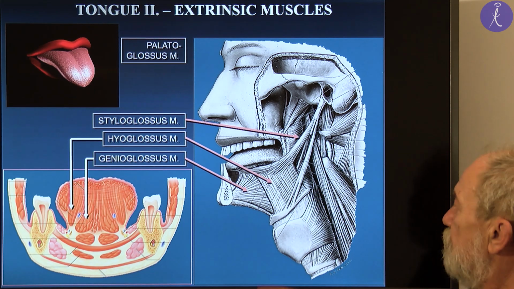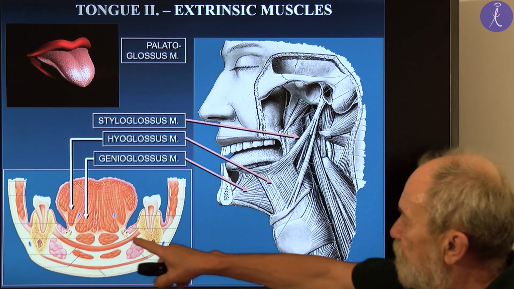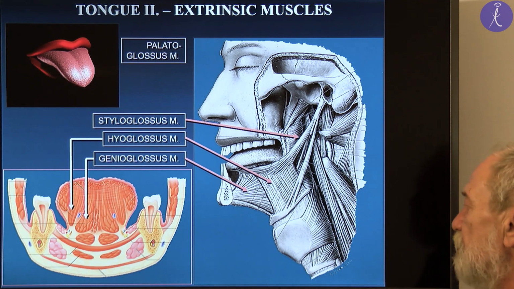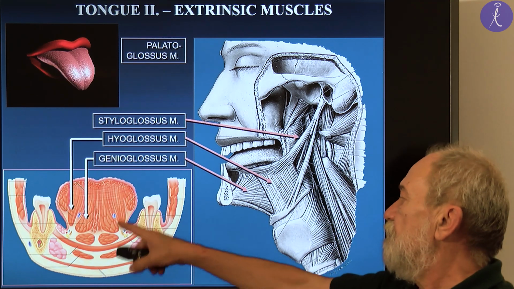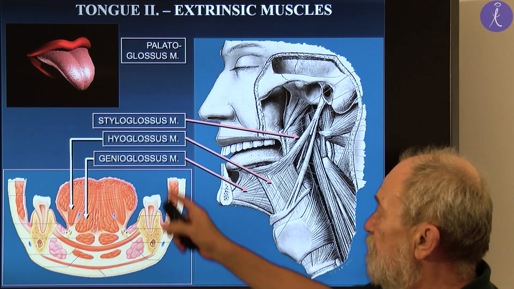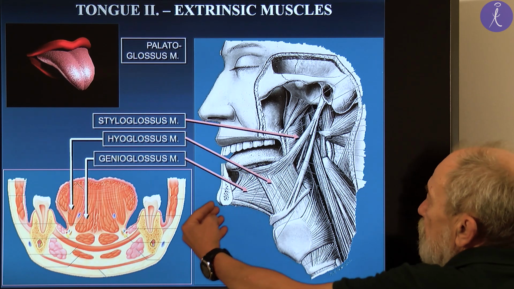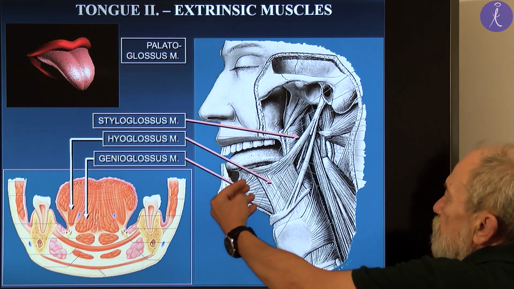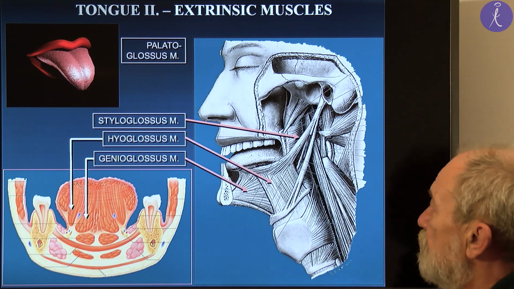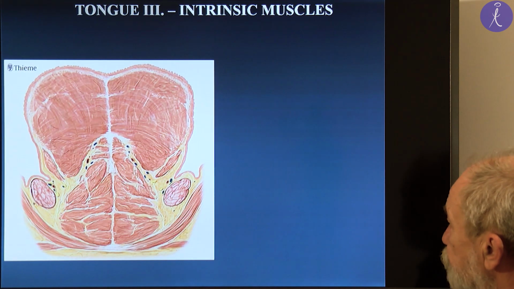The next one originates from the inner aspect of the mandible, just above the muscle we mentioned before. These are the geniohyoid muscles. And with the same origin, a little bit higher, it inserts into the tongue. Therefore, the name is genioglossus muscle. According to the orientation, it can pull down, lower the tongue, as well as pull the tongue forward. So mostly for this movement, it is needed.